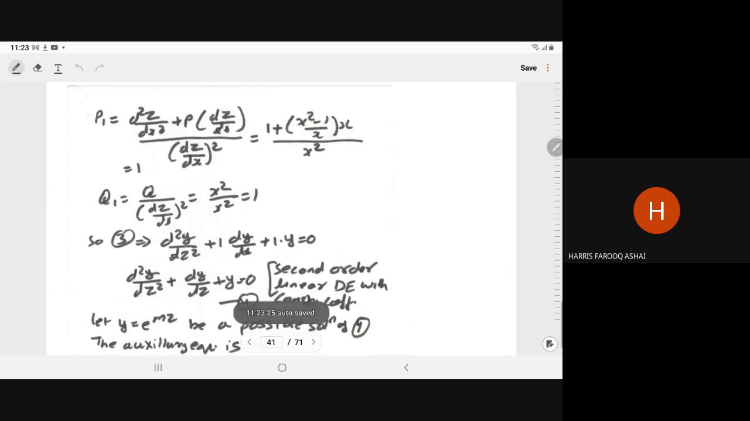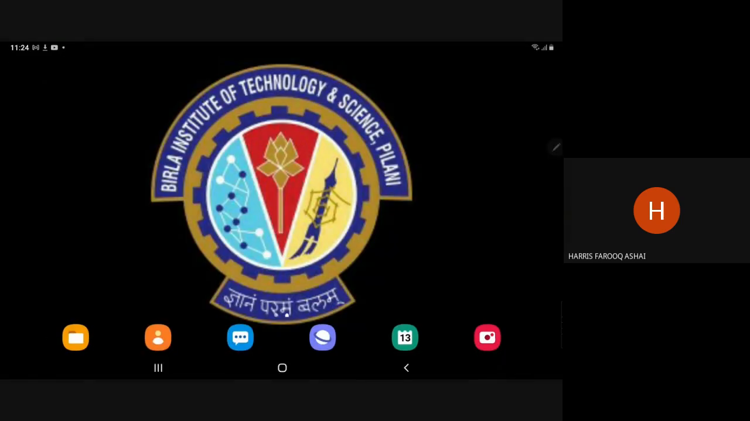So here we have written d2z by dx2 as 1, plus p. P is given as (x square minus 1) upon x, and dz by dx is x. So p1 is 1 plus ((x square minus 1) upon x) into x, whole upon (x square). Here x and x cancel out, 1 and minus 1 cancel out, then x square upon x square cancels out. So p1 will come 1.